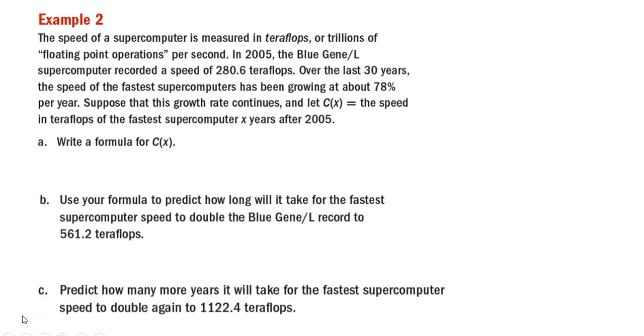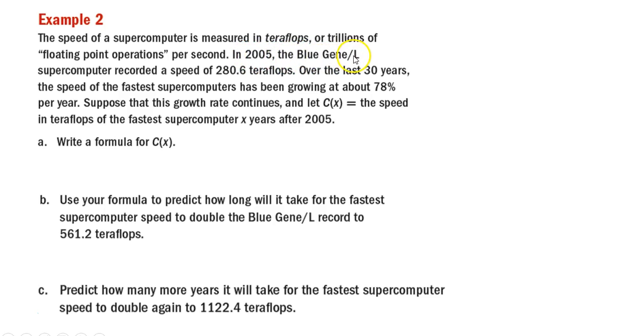All right, we're back with example 2 from Advanced Algebra 9.1 on exponential growth, where the speed of a supercomputer is measured in teraflops, or trillions of floating point operations. I have no idea what any of these words mean, but we know it's the speed of the supercomputer, and it's measured in teraflops, or trillions of floating point operations. So computer science folks can kind of sort that one out and make sense of that.